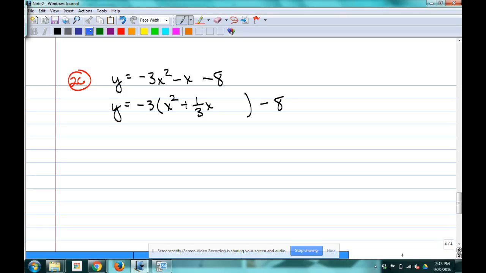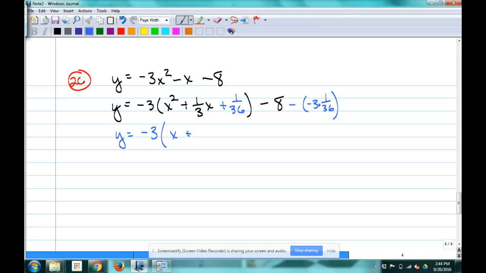All right. So we're going to take half of 1/3. Half of 1/3 would be 1/6. We're going to square it. So I'm adding 1 over 36 on the inside. So I'm subtracting negative 3 times 1 over 36 on the outside, because I've got the negative 3 out here. So really, I'm not just adding 1 over 36. I'm adding negative 3 times that, because it's out here in the front. So I have to subtract that out here, because that's a negative 3 there.